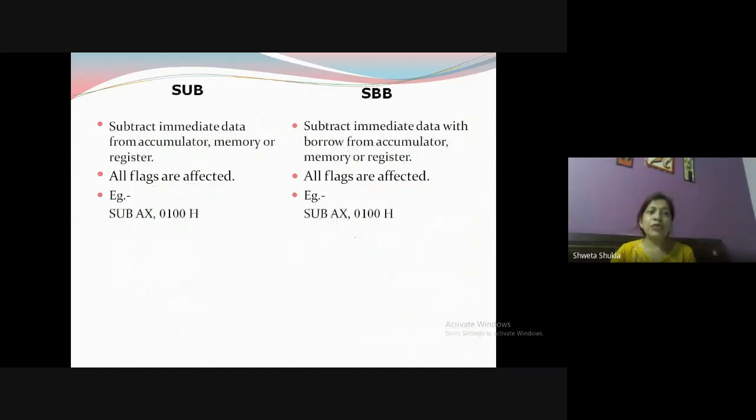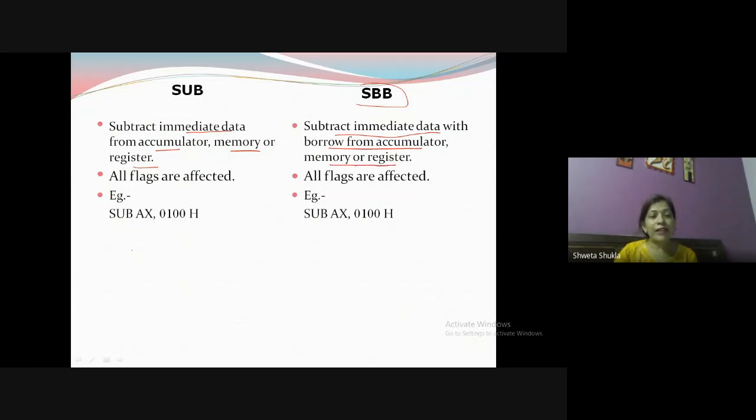Now next comes SUB. SUB means subtraction. So you have to subtract either the immediate data from the accumulator, or from the memory, or from the register. That means maybe register to register or anything. And SBB means subtract with borrow. That means you have to subtract the immediate data with borrow from the accumulator or memory or register.